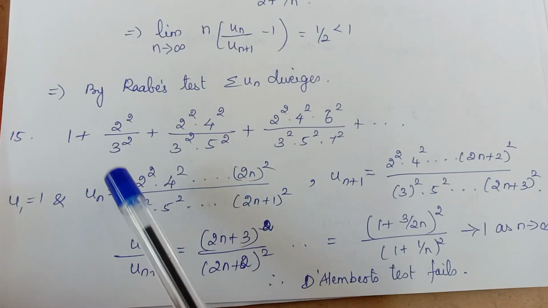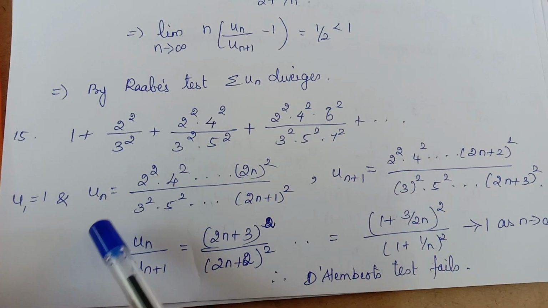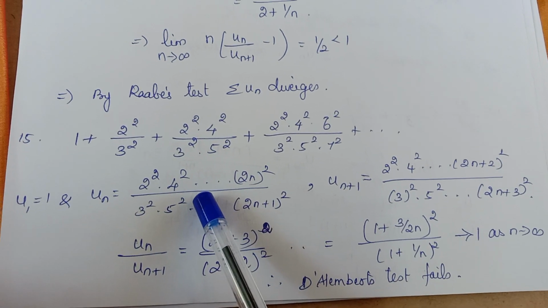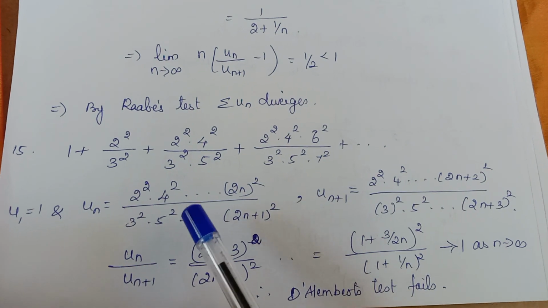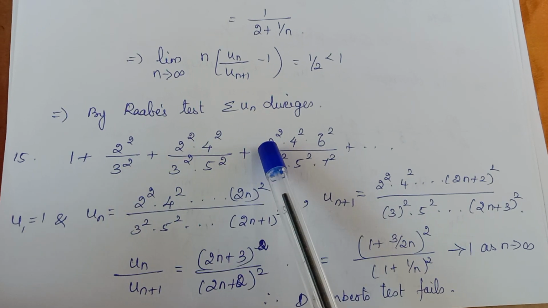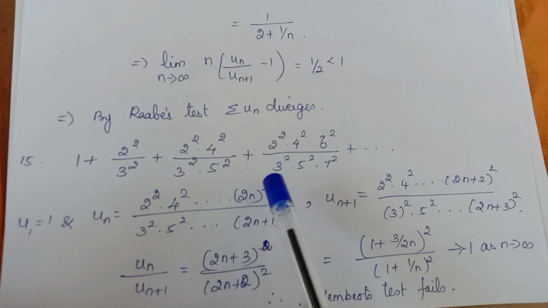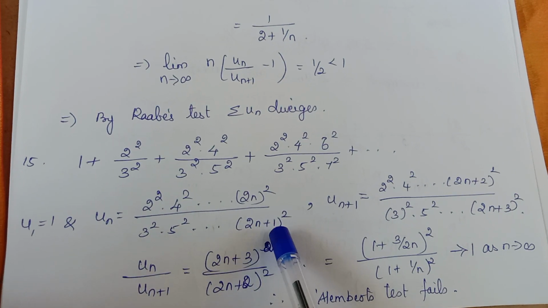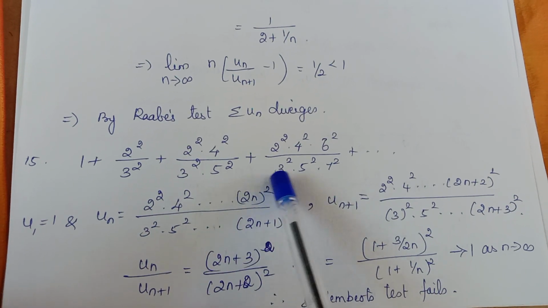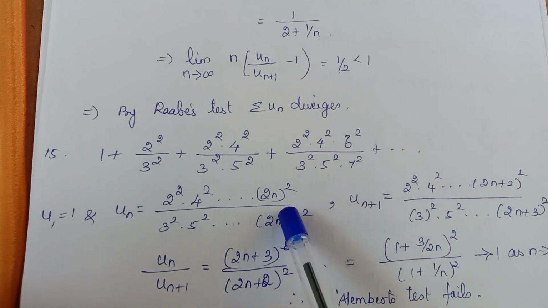Okay. Next problem, 1 plus 2 square by 3 square plus 2 square into 4 square by 3 square into 5 square plus etc. Now this is u1 equal to 1, for n equal to 2, 3 etc. un is given by means of this and un plus 1 is this. How will you write un and un plus 1? See, for un in the numerator you are getting all even terms, no? So 2 square, 4 square etc. up to 2n square. Denominator all odd powers. So 3 square, 5 square etc. 2n plus 1 the whole square. For writing the next term, this is 2n means what will be the next term? 2n plus 2. Next even term will be 2n plus 2. This is 2n plus 1 means next odd term will be 2n plus 3. So in that way you have to write.